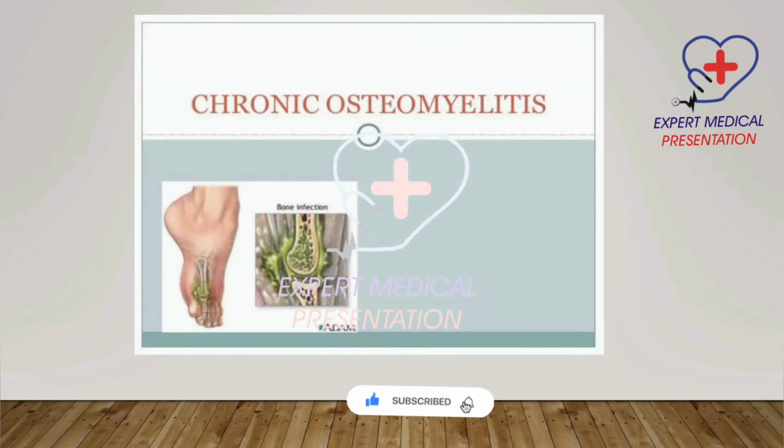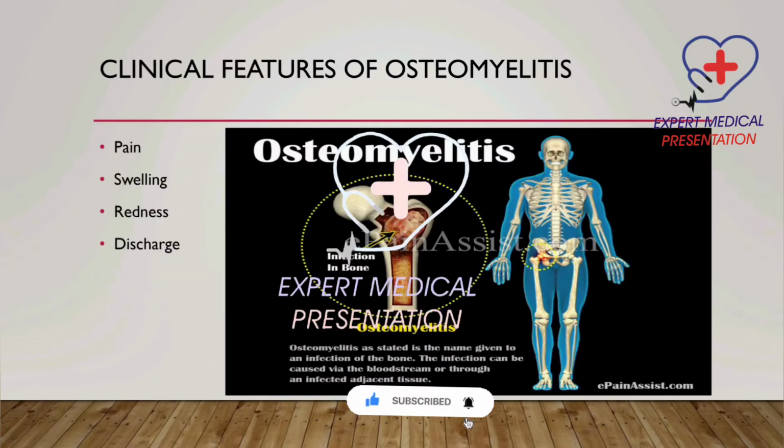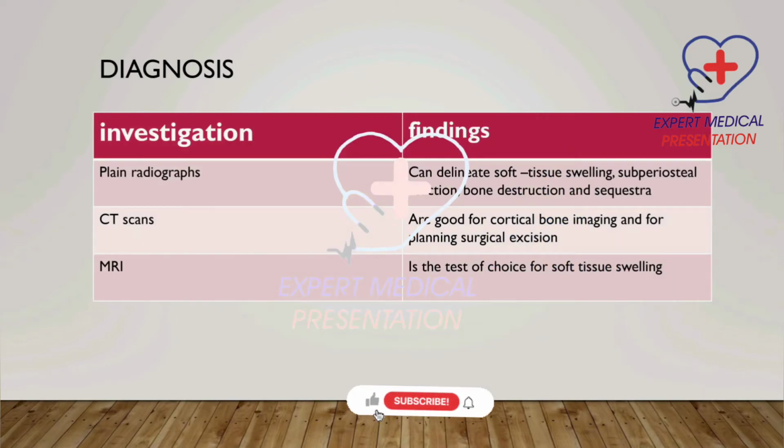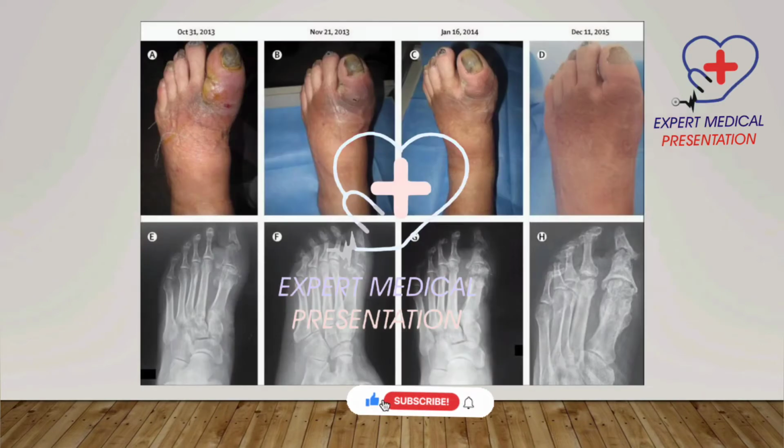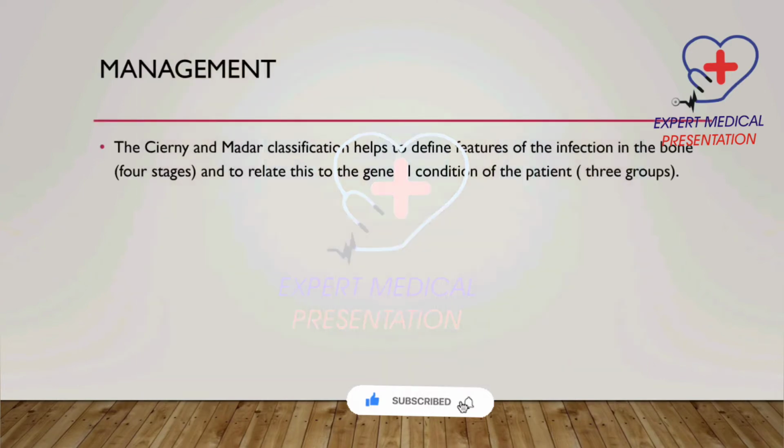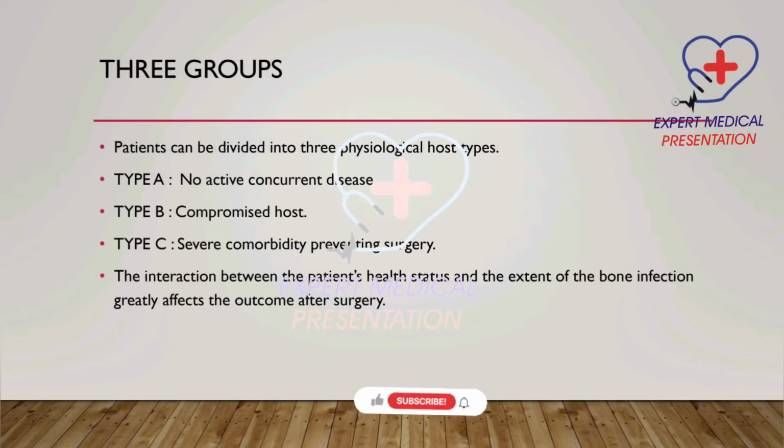Clinical features of osteomyelitis: pain, swelling, redness, discharge. Diagnosis. Management. The Cierny and Mader classification helps to define features of the infection in the bone, 4 stages, and to relate this to the general condition of the patient, 3 groups. Patients can be divided into 3 physiological host types.